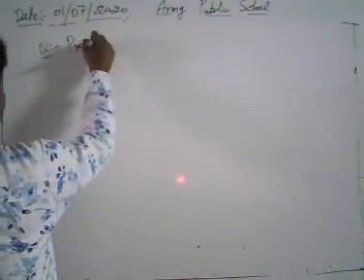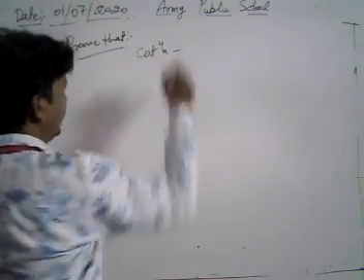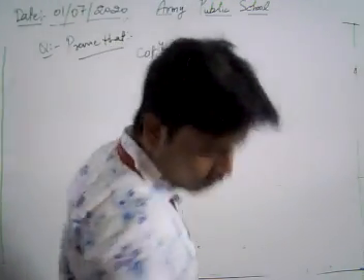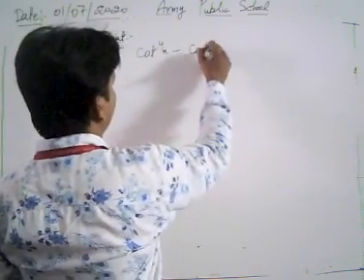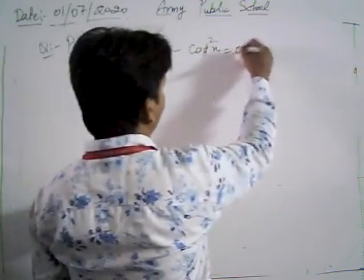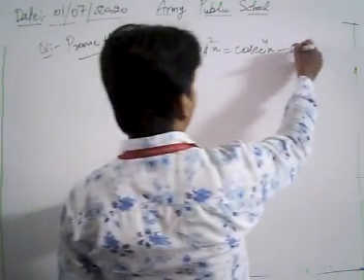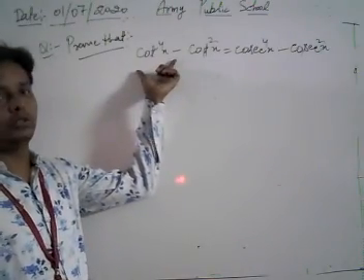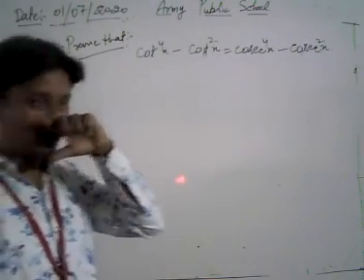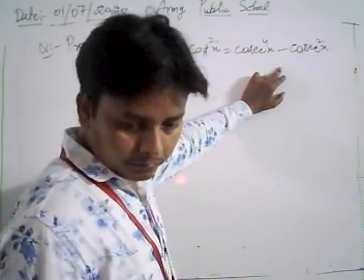Now just prove that cot to the power 4x minus cot square x is equal to cosec to the power 4x minus cosec square x. You have to show that. Start.